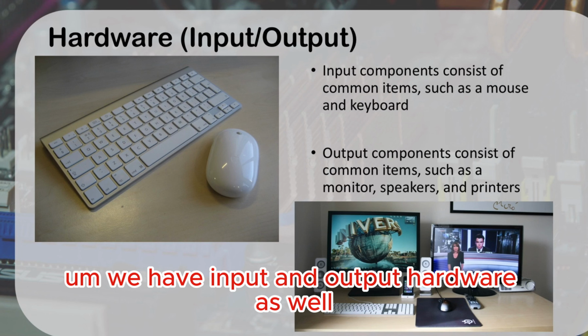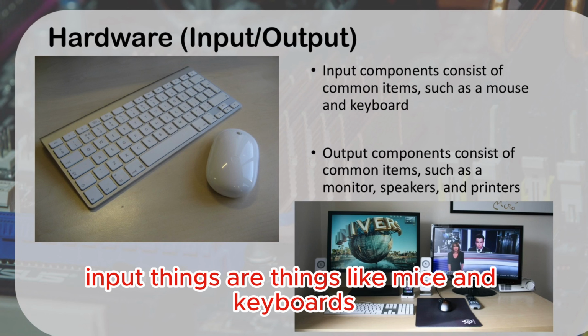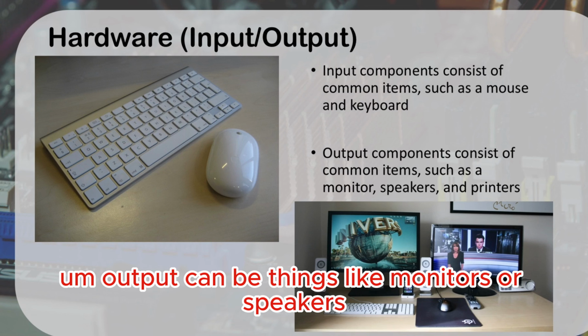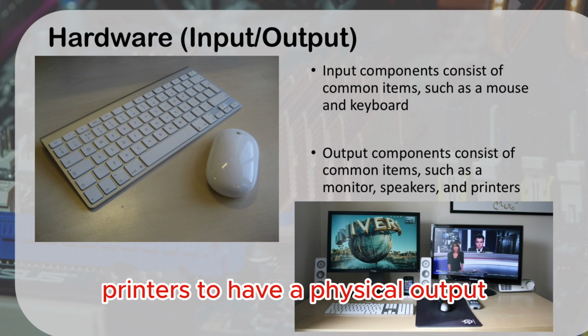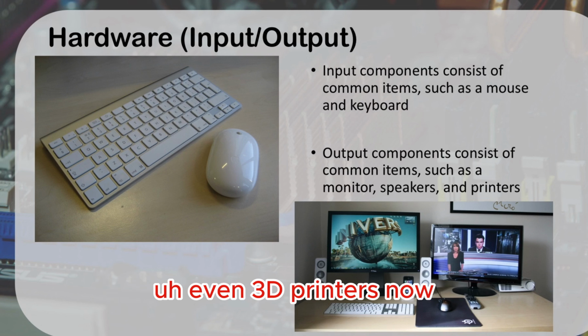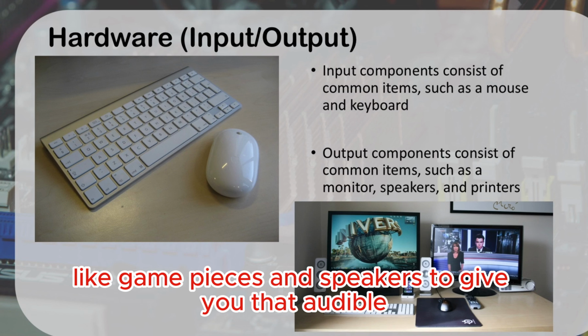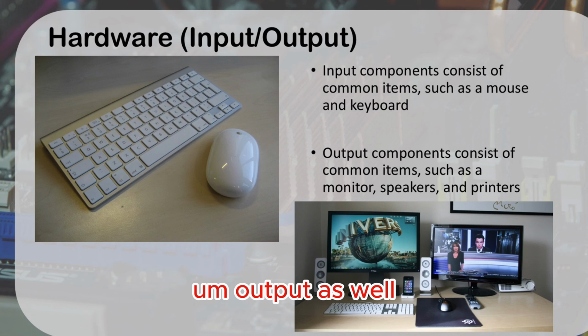We have input and output hardware as well. Input things are things like mice and keyboards. Nowadays, it's even your monitor with the touch screens, right? Output can be things like monitors or speakers or printers. Monitors to see it, printers to have a physical output. Even 3D printers. Now you can print out little 3D objects, right? Like game pieces. And speakers to give you that audible output as well.